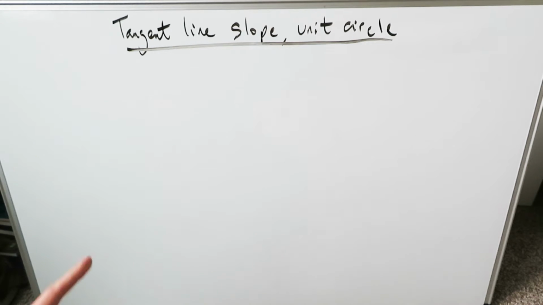It's an excellent derivative application here with a very good shortcut. To determine the slope of a tangent line at any point on a unit circle, there's a very quick shortcut for doing it using parametric equations, and I'll show you what it is.